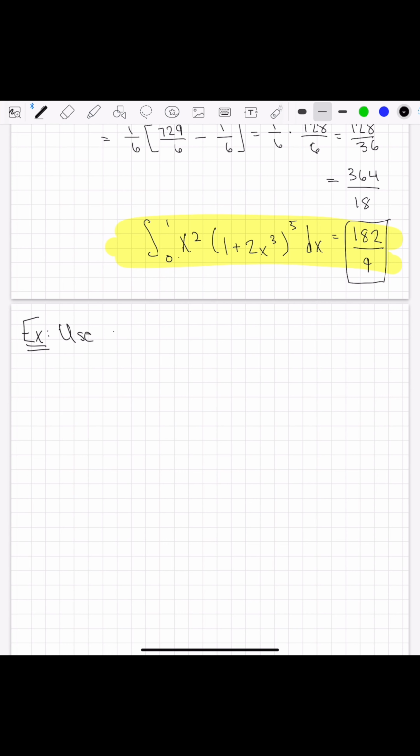So use substitution to evaluate the integral from 0 to 1 of x e to the 4x squared plus 3 dx. Right, so off the bat, we know that one of our basic functions is e to the x, so we know 4x squared plus 3 is being plugged into this exponent, so that's what I'm going to let be my u. So I'm going to let u equal 4x squared plus 3, right?